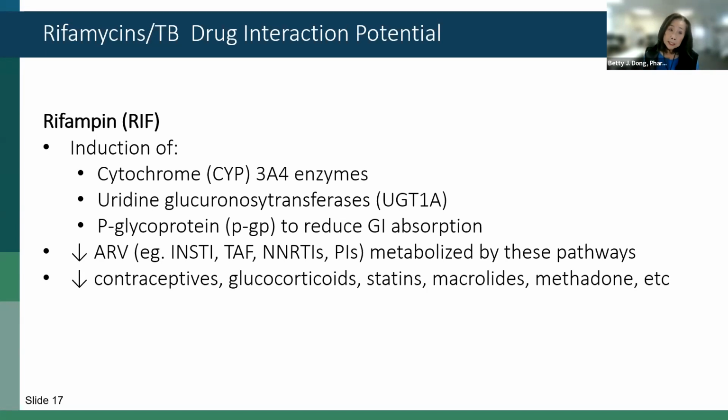And therefore, we can see reductions of all the antiretrovirals metabolized by these pathways, as well as other drugs, contraceptives, glucocorticoids, statins, etc. Now, when we talk about PGP, we find that GI absorption is not as significant an interaction as the ones on 3A4 and UGT, but it does add to the effects of rifampin to lower drug concentrations of several entities as identified here.